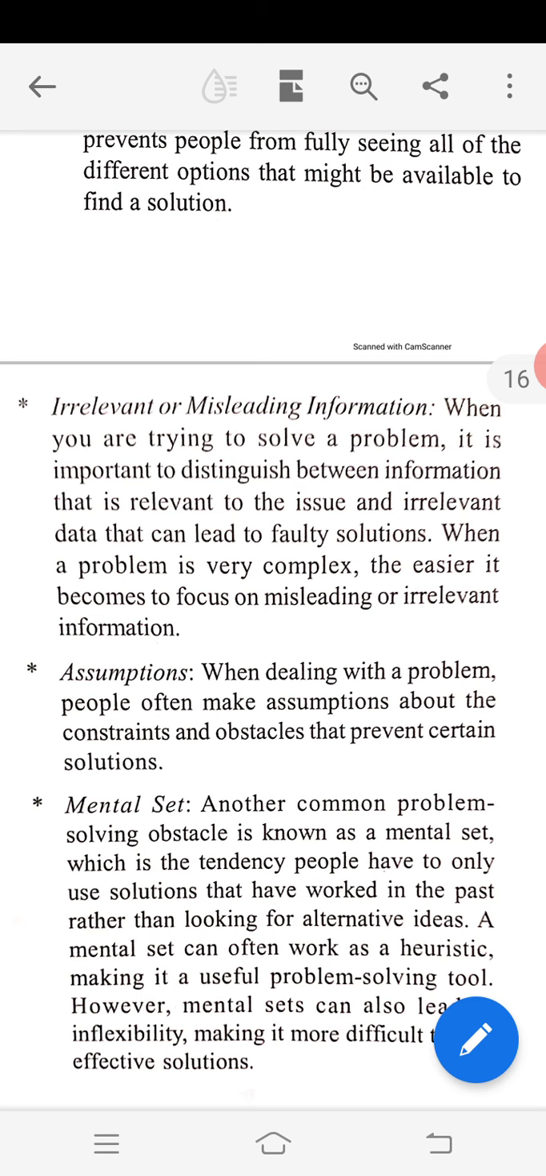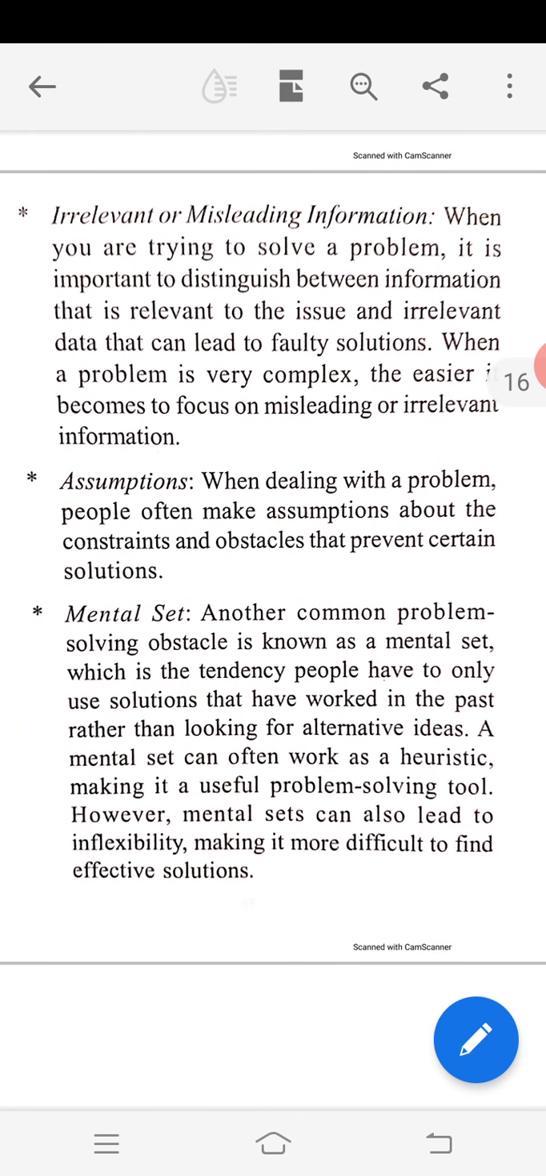So here it deals with the problem. People always make good decisions to solve the problem and prevent the obstacles that come in the mental process. Then come to the mental set.